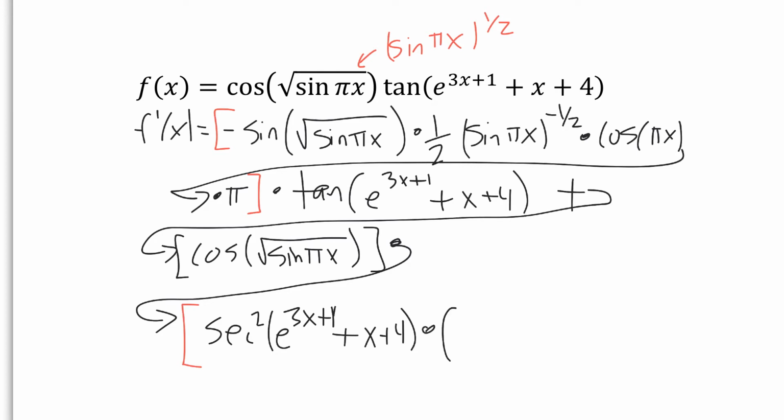well, the derivative of e will just be e, so e to the 3x plus 1. Derivative of 3x plus 1 is 3. Derivative of x is 1. Derivative of 4 is 0. Close off that bracket. Close off this bracket, and you're done. We have finally come up with our derivative. Again, there's a lot to keep in mind as you're working through this, but as long as you do each rule step by step, you should get the answer.